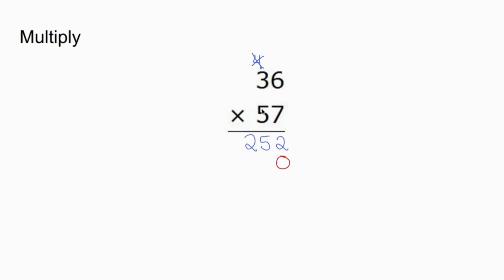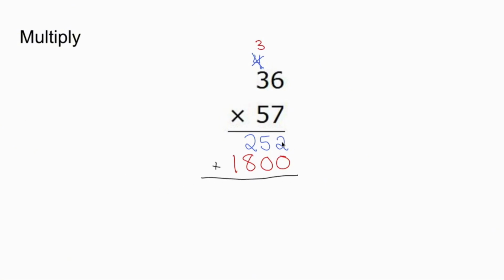Now we're going to multiply 5 times 6 and then to 3, remembering that we're going to probably have to carry over. 5 times 6 is 30. Write out your 0, carry over the 3. 5 times 3 is 15, plus 3 is 18. Write out 18 underneath.